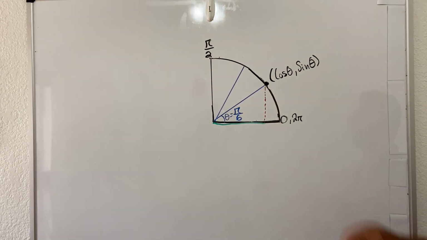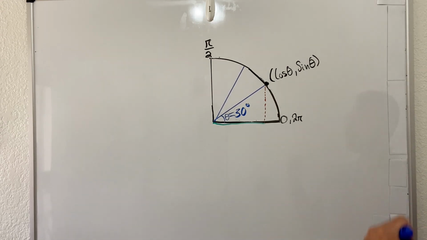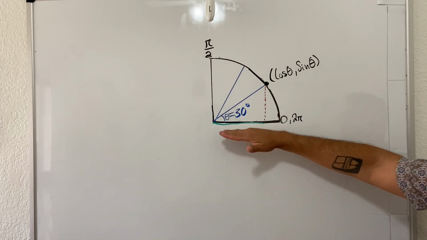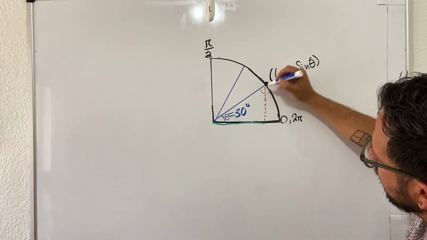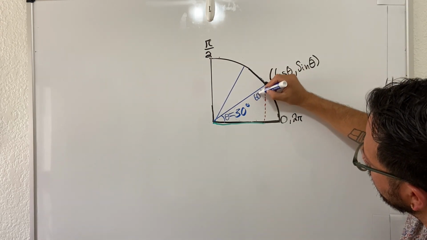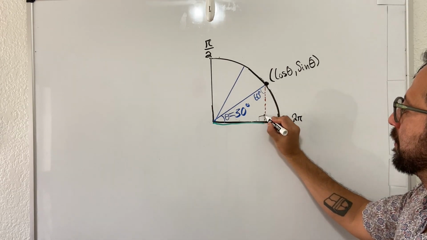Now we're going to take this angle and convert it to degrees to use our special right triangles rules. Pi over 6 radians is equal to 30 degrees. And remember, if you're not sure where that came from, check out our video on converting from degrees to radians. For now, we see that we have a 30-degree angle here, which means that this angle up here must be 60 degrees. And this angle is clearly 90 degrees.